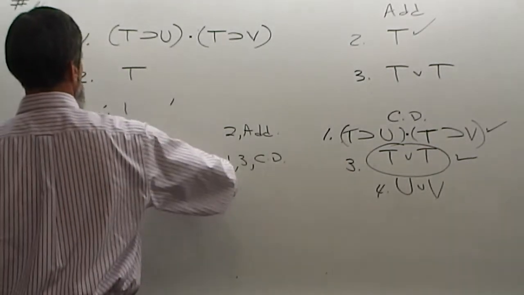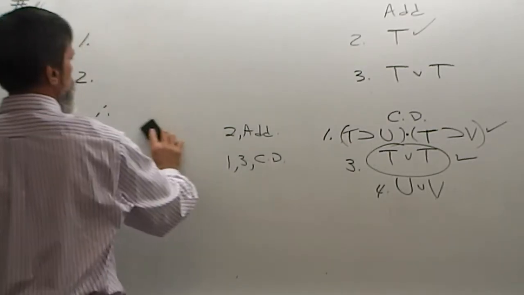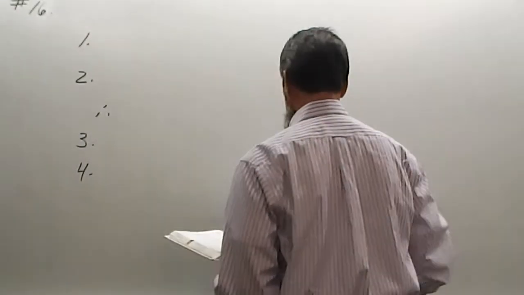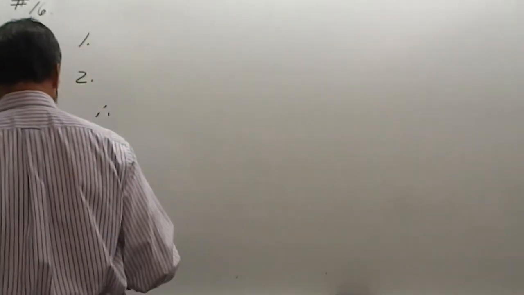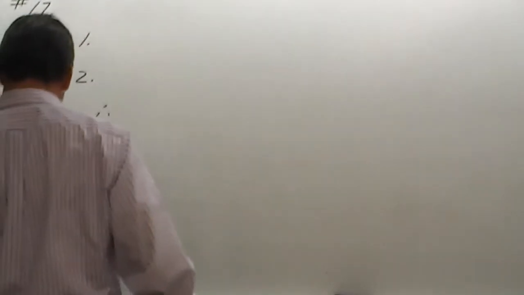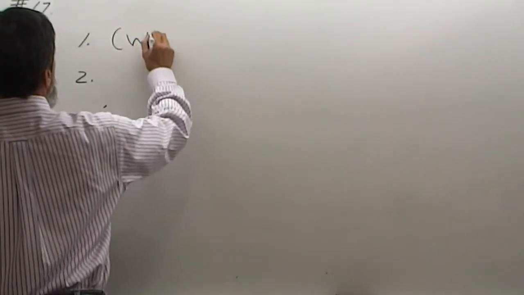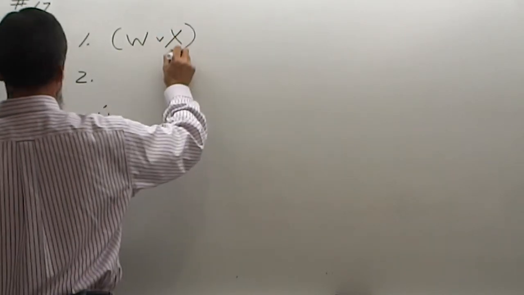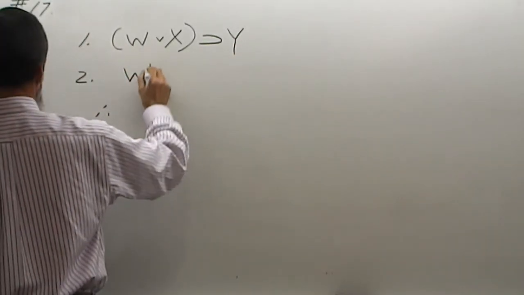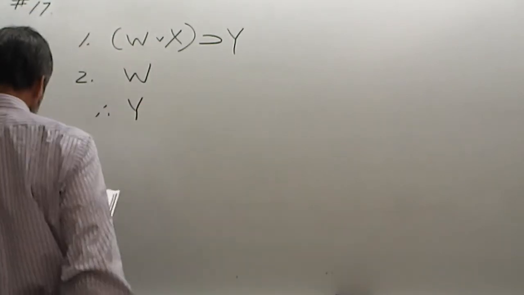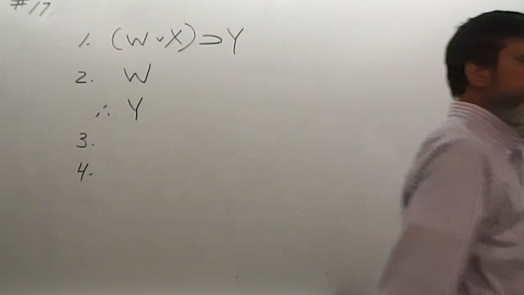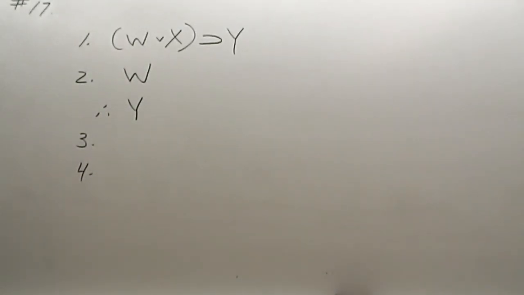Number 17. Look over your premises, please. Anticipate what they can be used for.